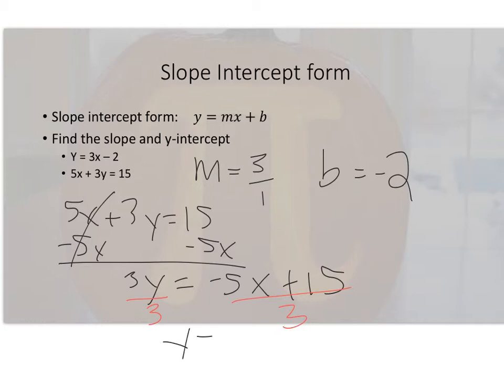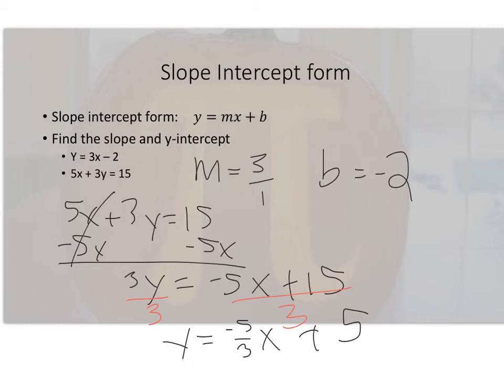That would give us y equals negative 5x divided by 3. We can just leave that as a fraction, remember? Rise over run. And then it also means 15 divided by 3, so 15 divided by 3 is positive 5.